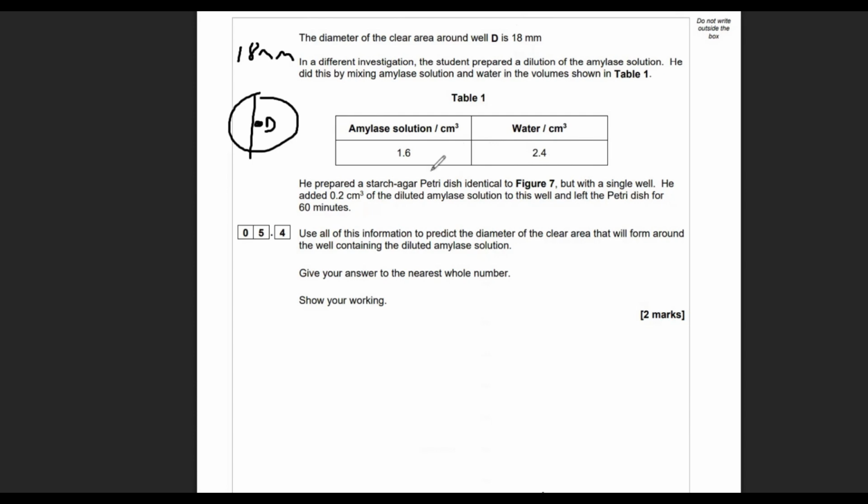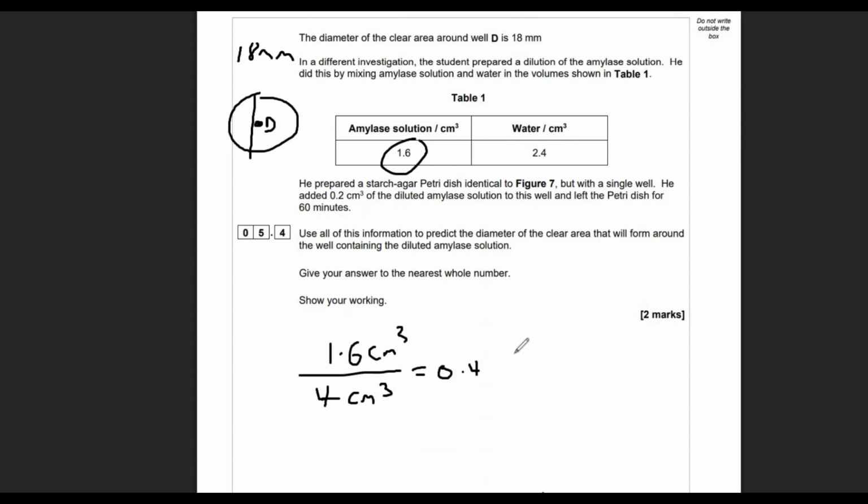So the total volume here is 4 centimeters cubed. And we want to find out what percentage of that is amylase. So it's 1.6 over 4. Is that 0.4? It's definitely less than 0.5. It's 0.4, yeah. So it's 0.4 or 40% amylase solution, and 100% amylase made that.